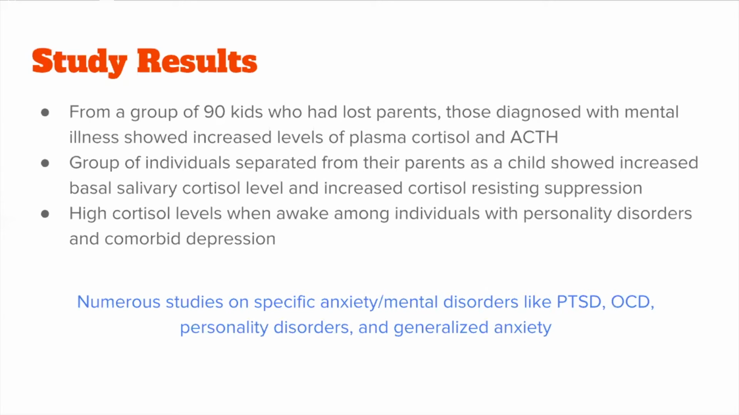And finally, the last test looked at people with personality disorders and comorbid depression. By comorbid depression, that just means they have depression alongside other disorders. And it looked at the cortisol levels for those people. Now, because of circadian rhythms, we know that cortisol levels change throughout the day. When we wake up, our cortisol levels are going to be higher, and when we start to get tired and want to go to bed, the cortisol levels decrease. But in the individuals with personality disorders and depression, they were facing higher cortisol levels than the normal person would have when they wake up.